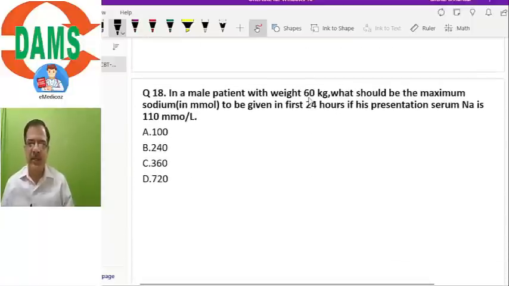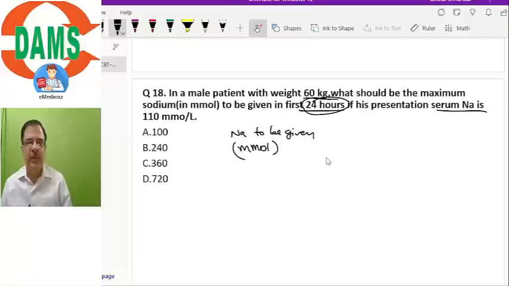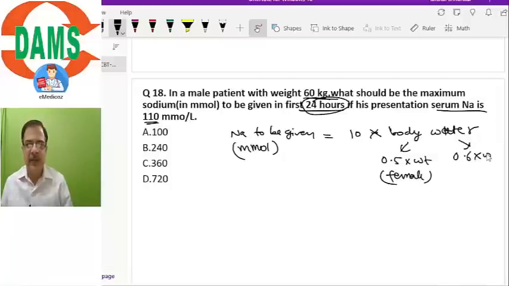Question 18. A patient has a weight of 60 kgs. What should be the maximum sodium in the first 24 hours to be given if the presentation sodium is 110? So the sodium to be given, in millimoles, in first 24 hours, the formula is the desired sodium. So the desired sodium should be a maximum of plus 10 from the presentation value. So it will be 10 multiplied by body weight and body water, and the body water is 0.5 into weight for females and 0.6 into weight for males.